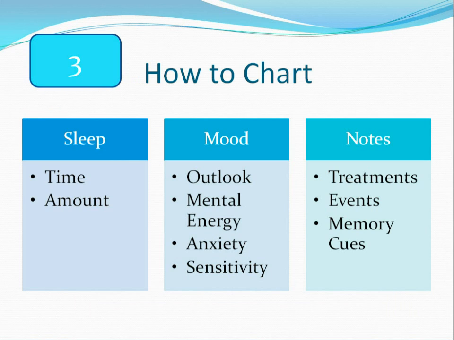In terms of talking about how to chart, the focus will be on the online spreadsheet Google document, although what we have to say probably applies to both of the other alternatives as well. But there are three things that we focus on: sleep, mood, and we have four dimensions that we keep track of, and then notes about treatments, events, memory cues.